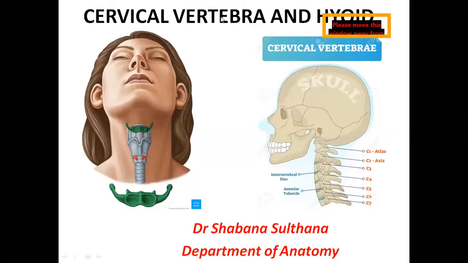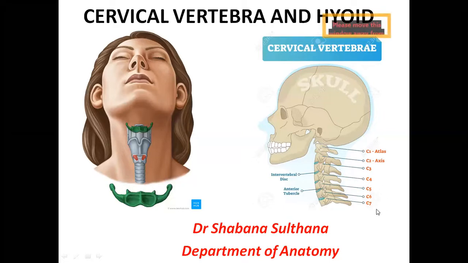We will discuss cervical vertebrae. In the cervical vertebrae, we have 7 cervical vertebrae. The first cervical vertebra is atlas, the second is axis, then third, fourth, fifth, sixth, they have the same features. Hence they are called typical cervical vertebrae. And the seventh cervical vertebra again will have some special features.